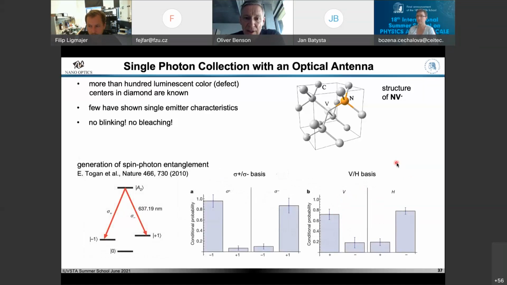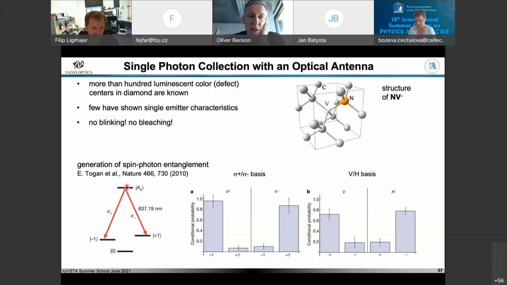The advantage of this very defect, I mentioned this already, is that it has several ground states, like hyperfine states. And there you can play tricks that you know from atoms or ions. And one trick is to generate entanglement of the electronic states here, of the spin states, and the photon. And this is very similar to the experiments from Alain Aspect on generating entanglement.